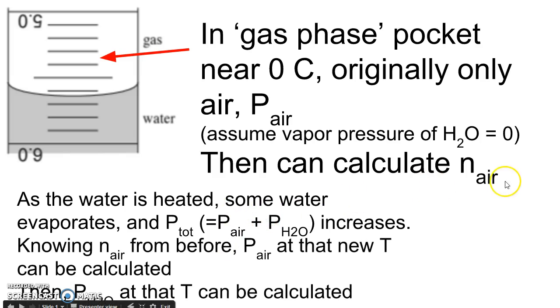Since we know the number of moles of air from before, we can calculate what the new pressure of the air is at that new temperature. And then, knowing the total pressure, which is just going to be atmospheric, we subtract that new air pressure at the new temperature from the total pressure, and we can calculate the vapor pressure of water at that temperature.